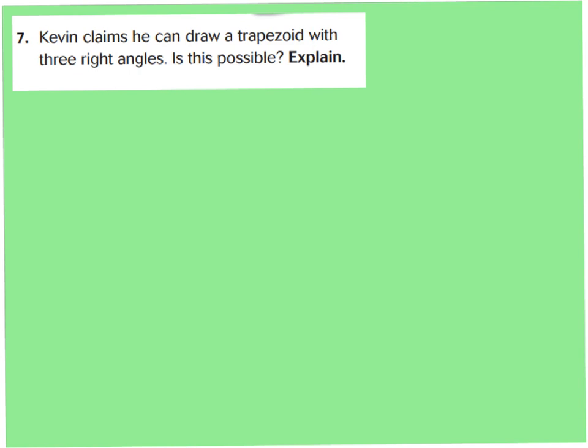Alright, boys and girls, for number 7, let's read the word problem. It says, Kevin claims he can draw a trapezoid with 3 right angles. Is this possible? Explain. Go ahead and draw what he's talking about and see if that would be a trapezoid.